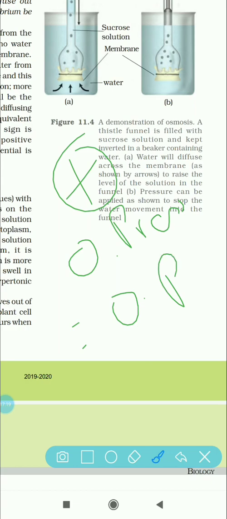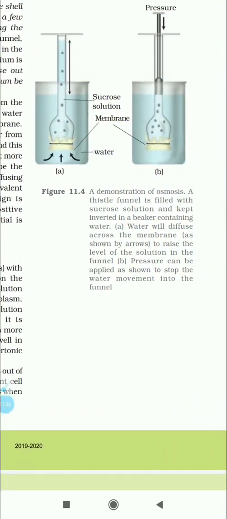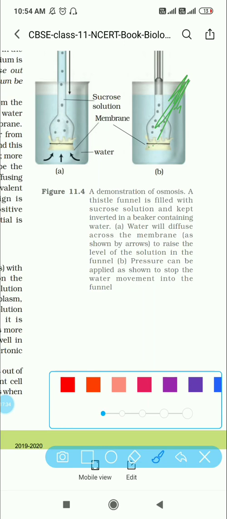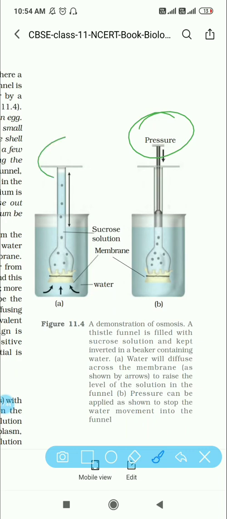Osmotic potential is always negative. Both are the same, equal and opposite. So potential refers to the potential of this system, which is on the inside, to take up more water from the outside, while the pressure refers to the pressure required from here to stop this diffusion.